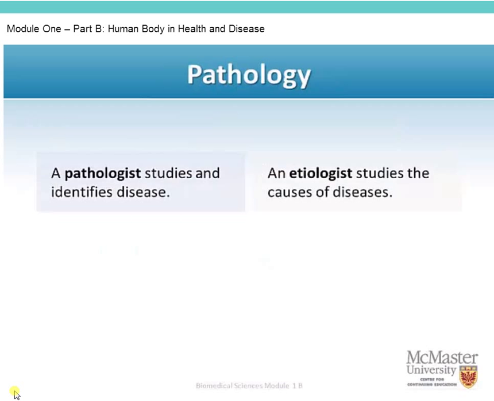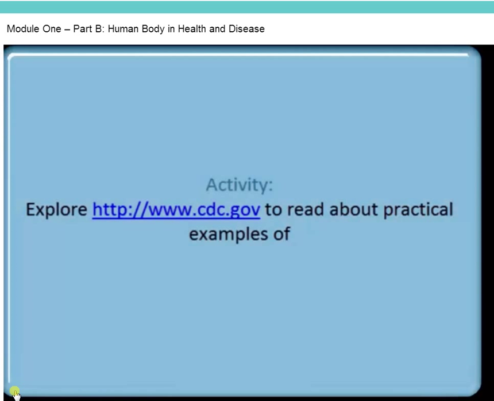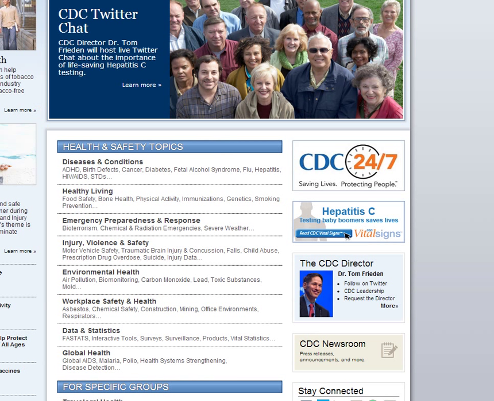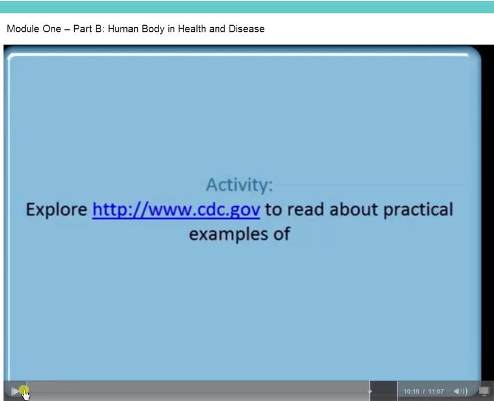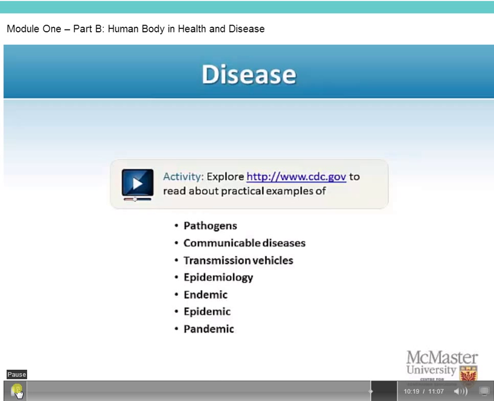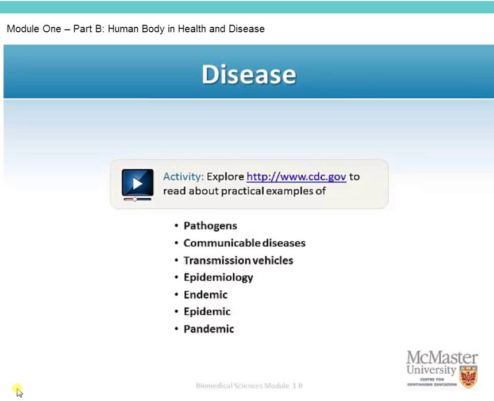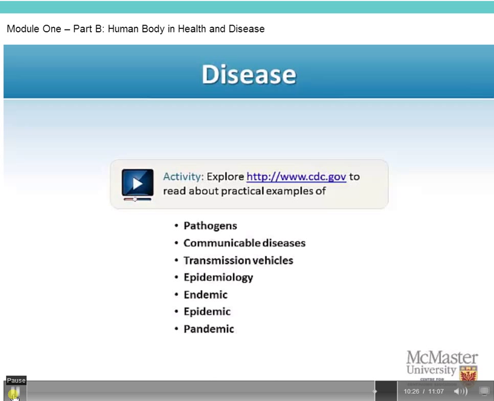Pathology means the study and identification of disease, and a pathologist is somebody who does just that. An etiologist, on the other hand, studies the causes of diseases. Let's visit the CDC to understand more about disease and to read about practical examples of pathogens, communicable diseases, transmission vehicles, epidemiology, and the differences between an endemic, an epidemic, and a pandemic.